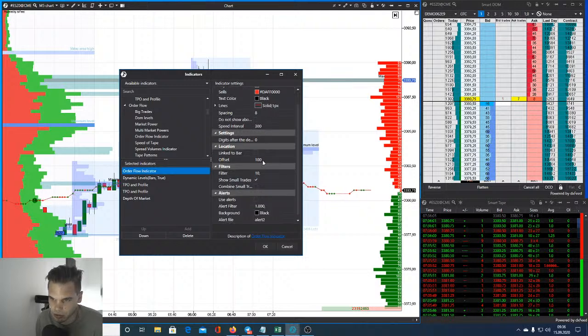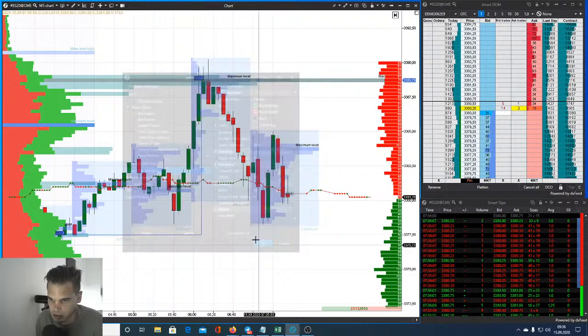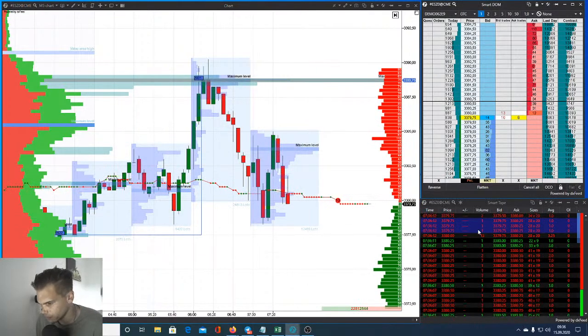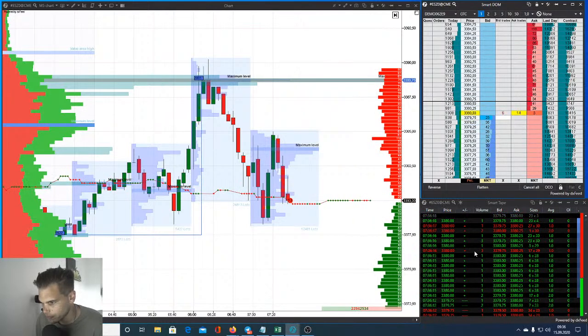Waterfall indicator. What do I want to get filtered? 10. Yeah, 10 is okay. 14, 10. Some clusters coming in here. Okay. Let's see.